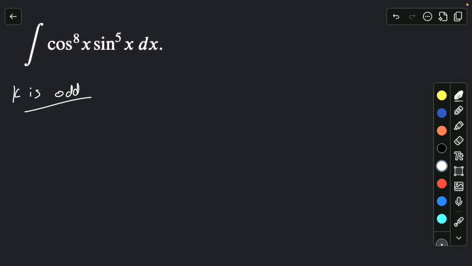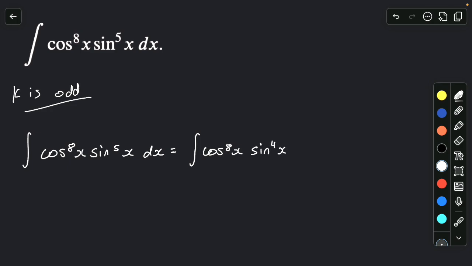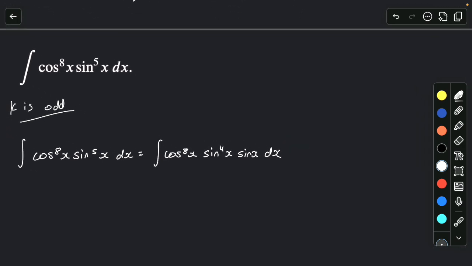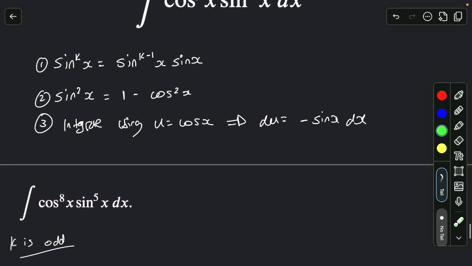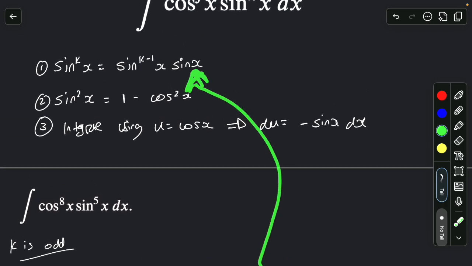First thing we're going to do is say that the integral of cos^8 x sin^5 x dx is going to equal the integral of cos^8 x sin^4 x sin x dx. Does this ring any bells? Remember, we're applying this here first. We've broken up our sin^k x into this format.